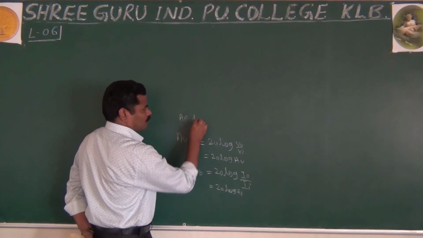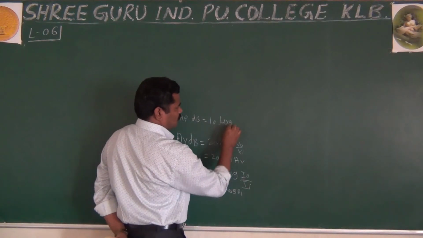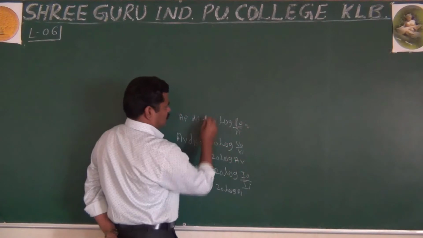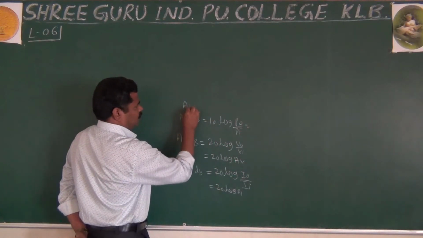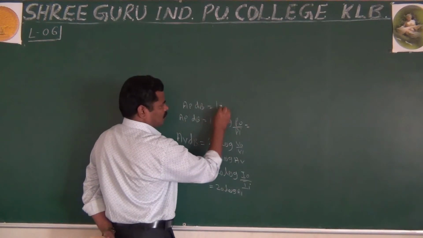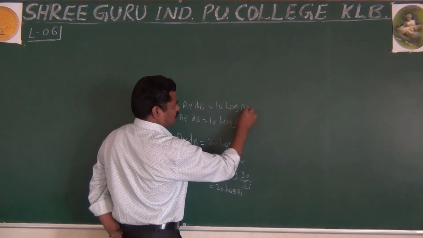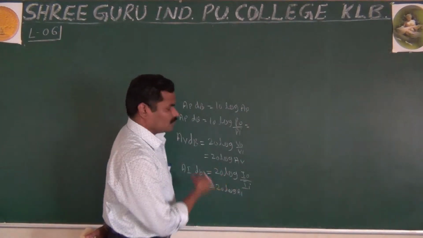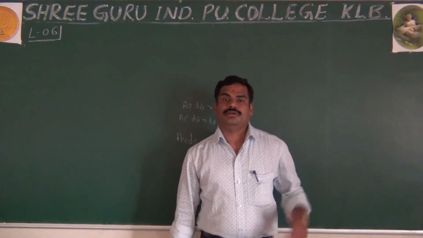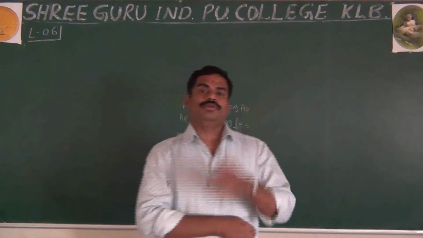In the same way for AP in dBs, that is nothing but 10 log P0 by Pi, or AP in dBs is 10 log AP. So you can measure the voltage gain, or the current gain. Also you can measure the power gain by using dBs.